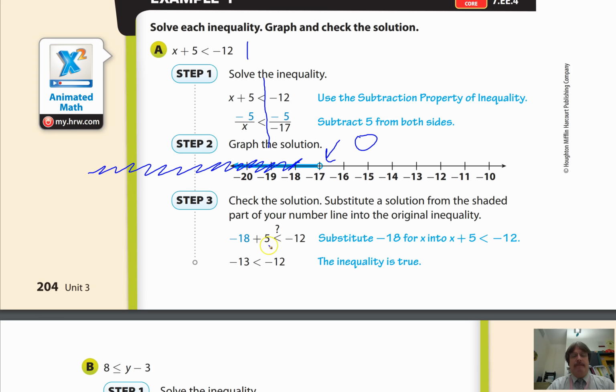So negative 18 plus 5 is negative 13. Is negative 13 less than negative 12? Yes, it is. So the inequality is true.